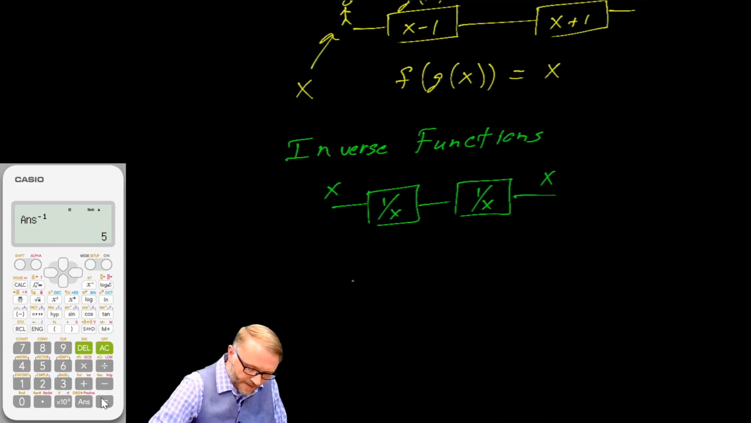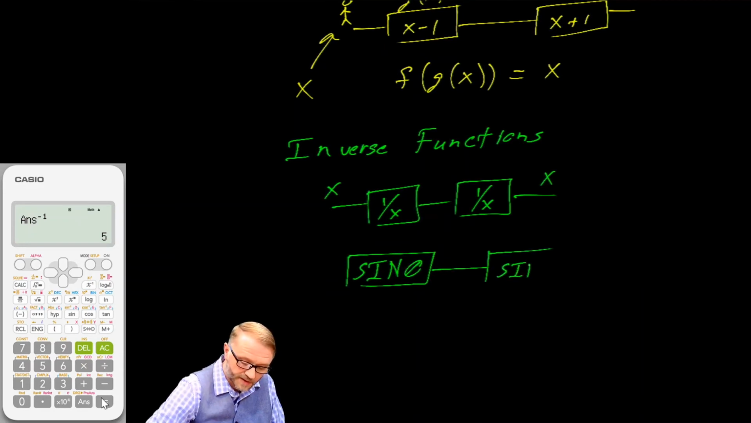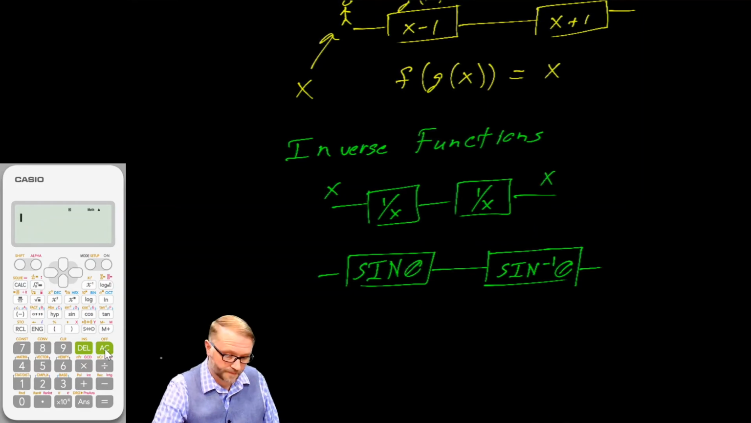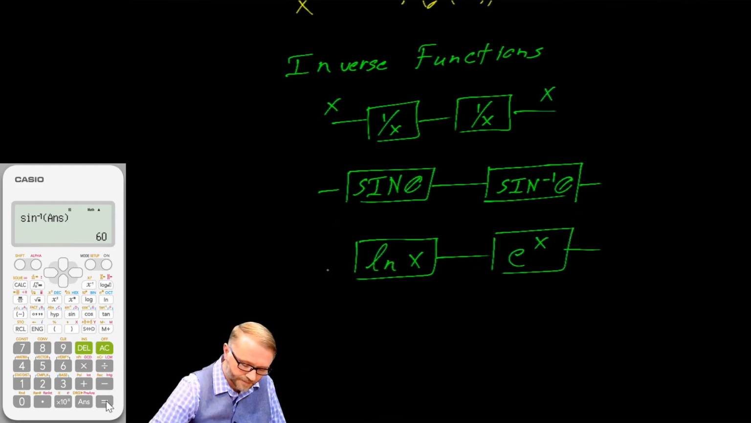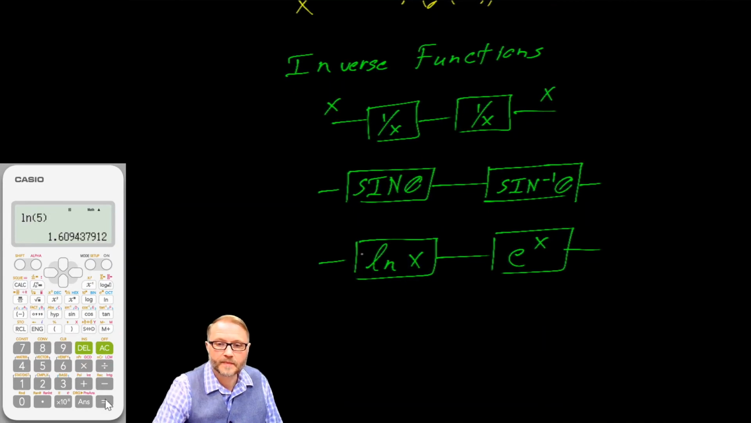Here's another one you might be familiar with, and that is sine theta. The inverse machine is arc sine theta, or sine inverse of theta. We can do that on the calculator as well. So if we have sine of, say, 60 degrees, there it is, root 3 over 2, and we can do inverse sine of answer, and we should end up right back where we started, there's 60 degrees. One more you might be familiar with is the natural logarithm of x, which has an inverse machine of e raised to the x. If we let x equal, say, 5, okay, so 1.6, and now if we let e raised to answer, there it is, we return back with 5.